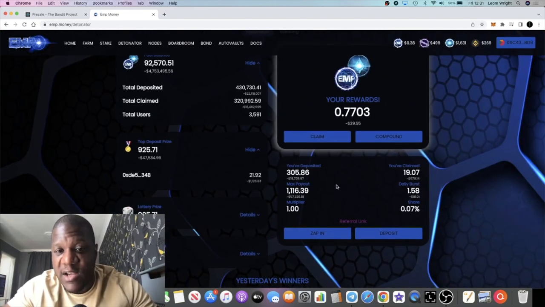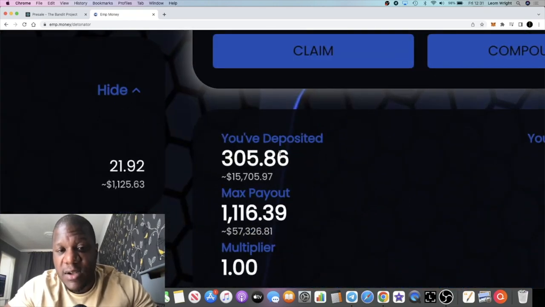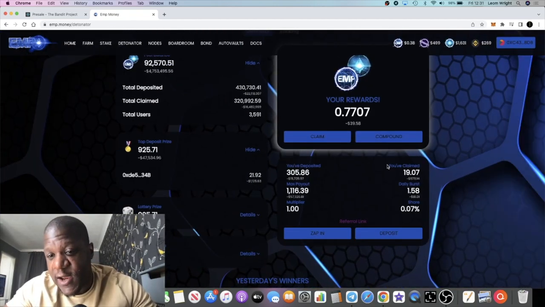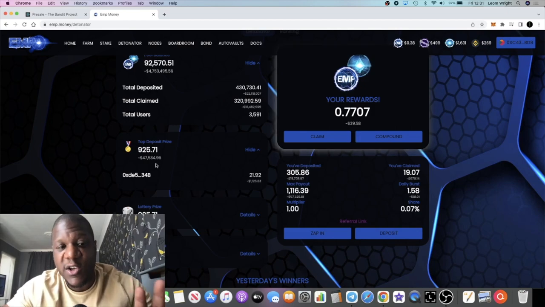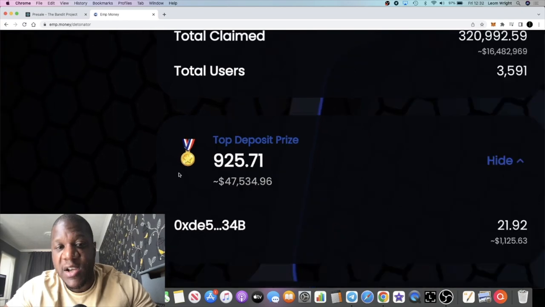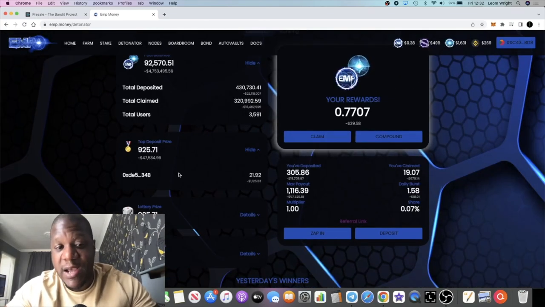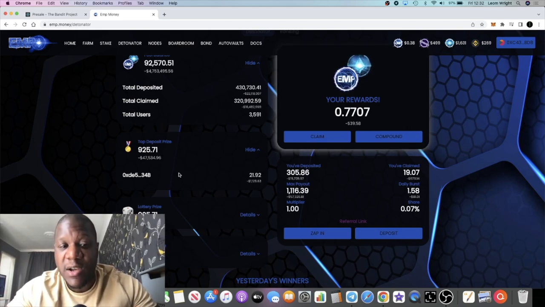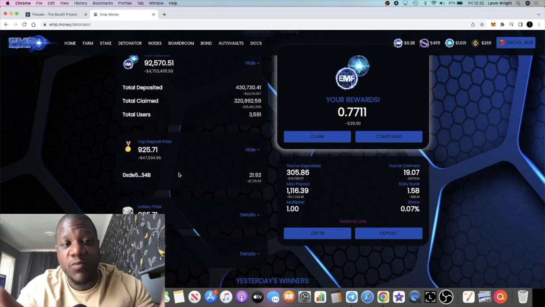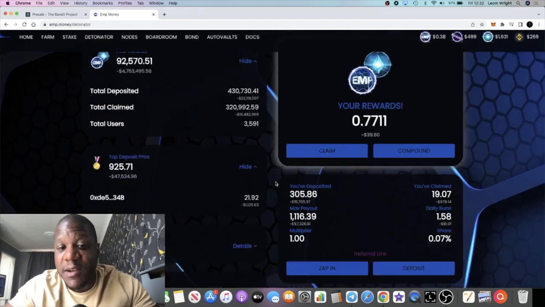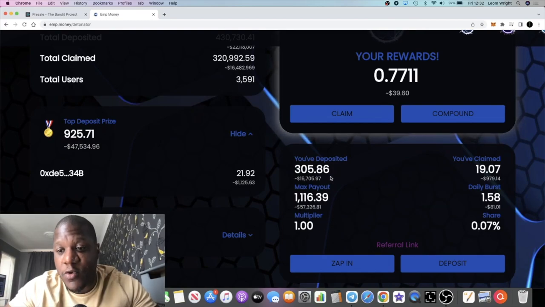That will roll over into your deposited balance, and you'll be earning 0.5% a day on top of that. I think EMP money is smart, because when it comes to the top deposit prize, these were the first guys to do something like this. We see a lot of other projects trying to mirror and copy that, because it's contributed to the success of this platform, where it's got that kind of gamification, and people are trying to win this prize. Not only that, they see the benefits of being exposed to Ethereum through this platform.